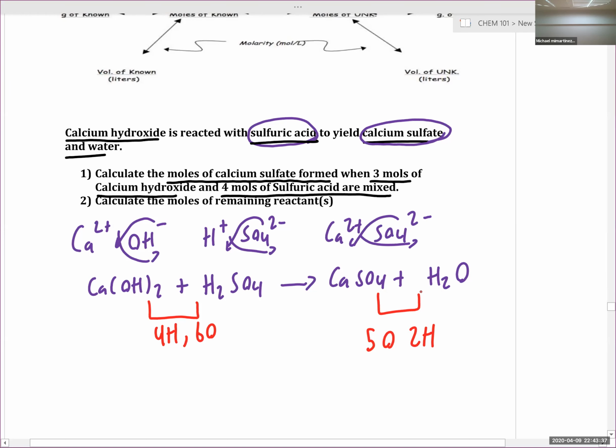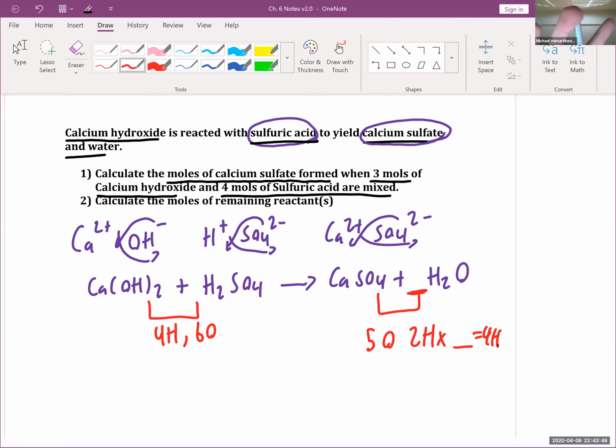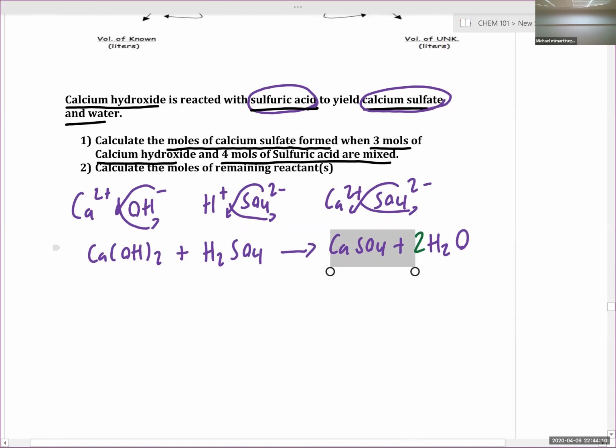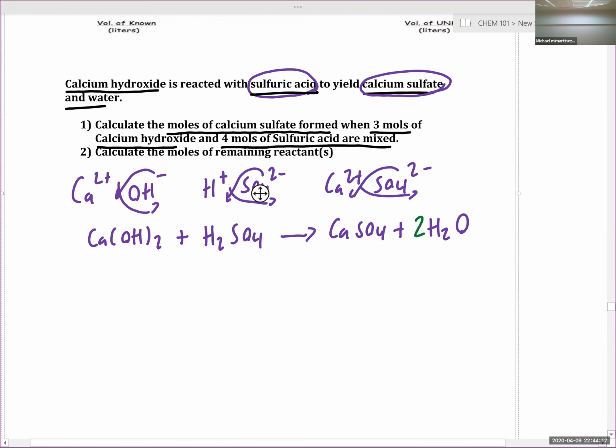So what coefficient do we need to put in front of water to balance hydrogen? 2 times what is equal to 4 hydrogens? What coefficient are we plugging in? 2, exactly right. Perfect, and that gives us also 6 oxygens. So now we've balanced our equation. This should be a very fast step. You want to get really fast at balancing equations. The less time you spend balancing, the more time you spend actually solving the stoichiometry problem.